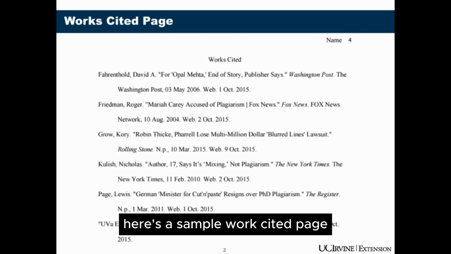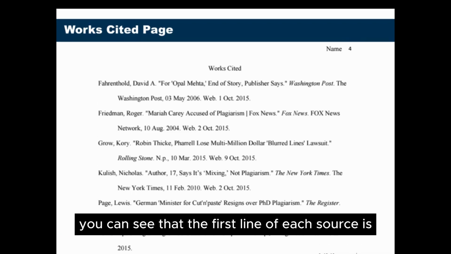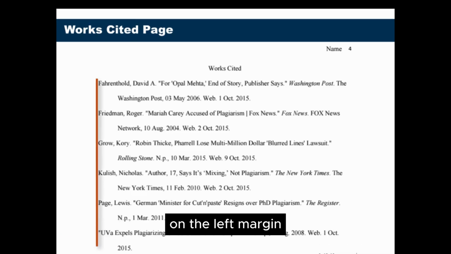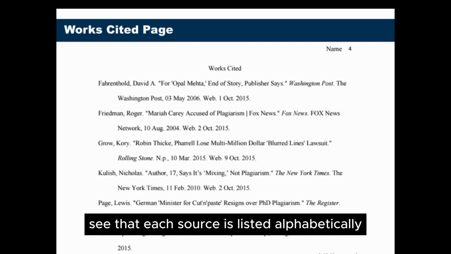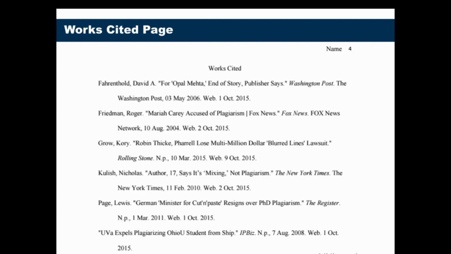In this lecture, I'm going to show you how to create a Works Cited page. Here's a sample Works Cited page. This Works Cited page has 6 sources. You can see that the first line of each source is on the left margin, and then each other line in the source is indented. You can also see that each source is listed alphabetically according to the first word.